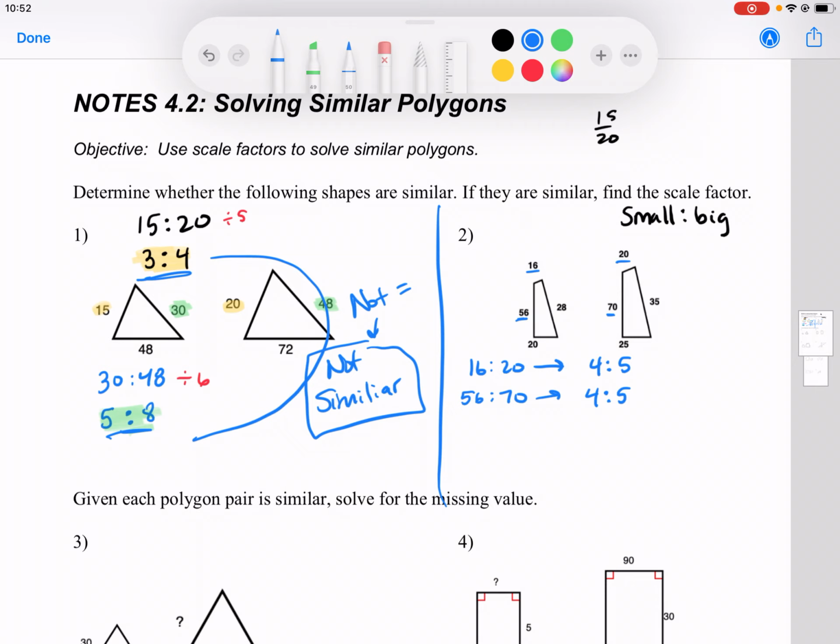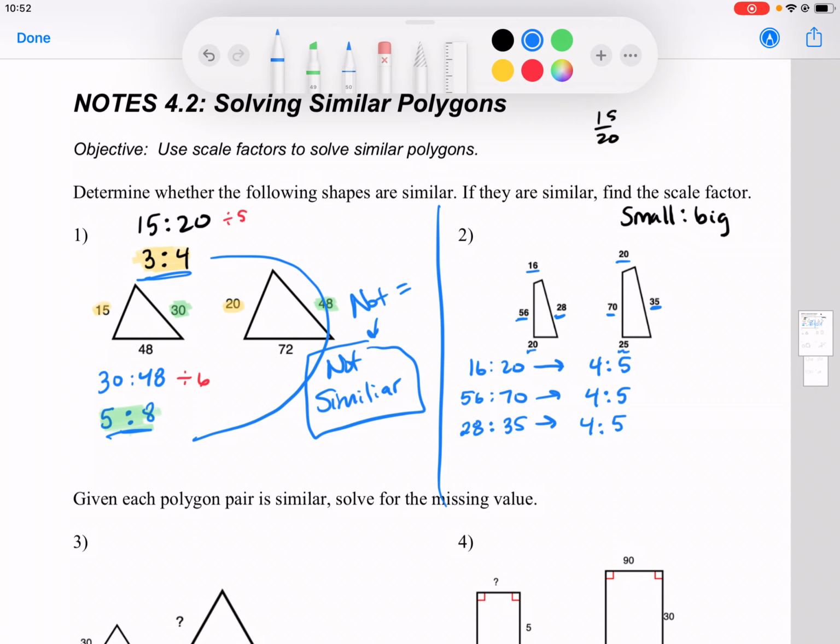Then I will do the 28 to 35. Those are both divisible by 7. 28 divided by 7 is 4. 35 divided by 7 is 5. So it's 4 to 5. So far so good. You always just need to check the last one as well.